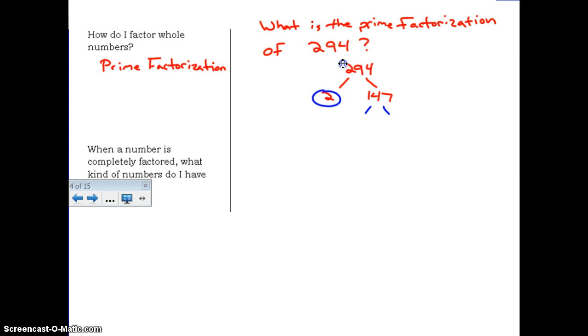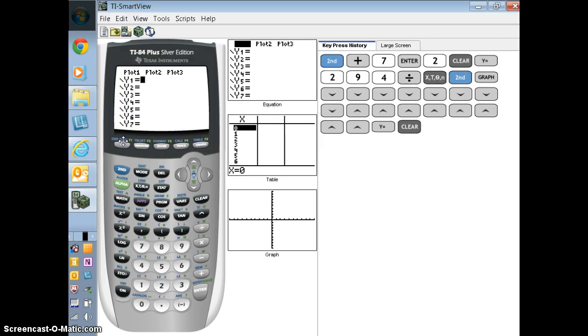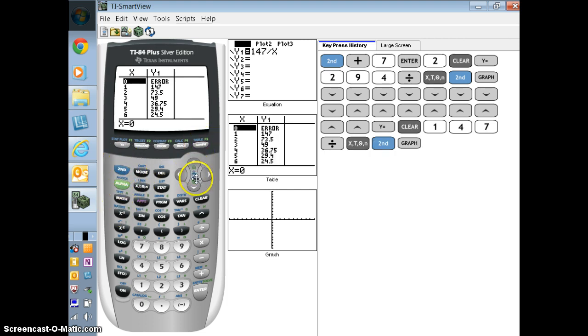And why don't we use our newly learned tool using y equals. So you're going to go to y equals and clear out that 294. And now we're going to put 147 over x. Go to the table, and let's choose 3 and 49. Okay, decimals aren't very good, just like we don't want to use 1 and 147. That won't get us anywhere. Decimals aren't numbers we want to use either. So we want to use 2 integers, not including 1.